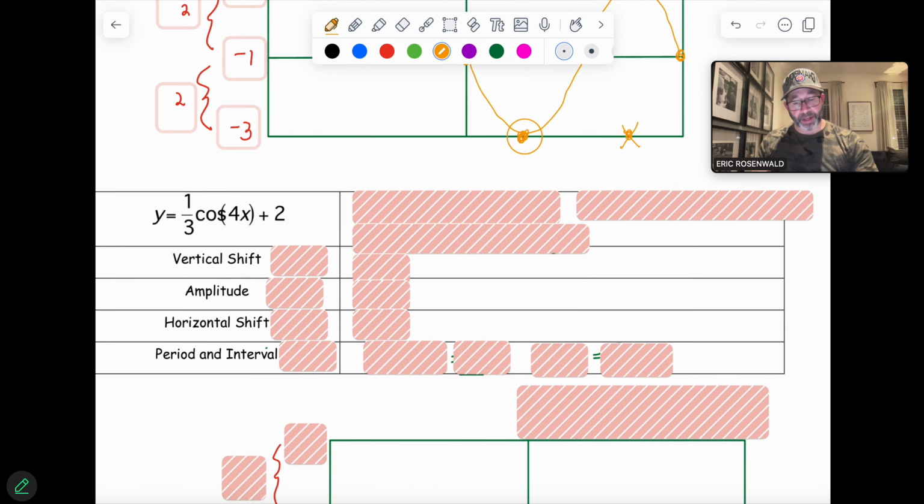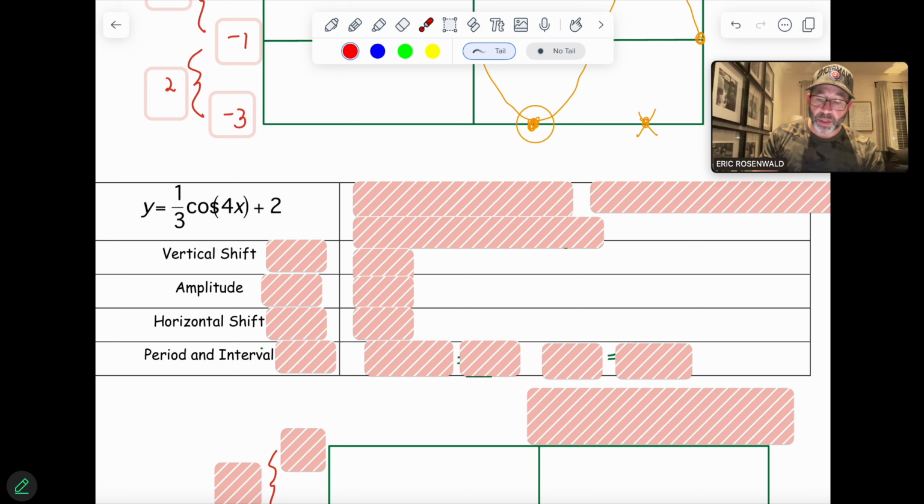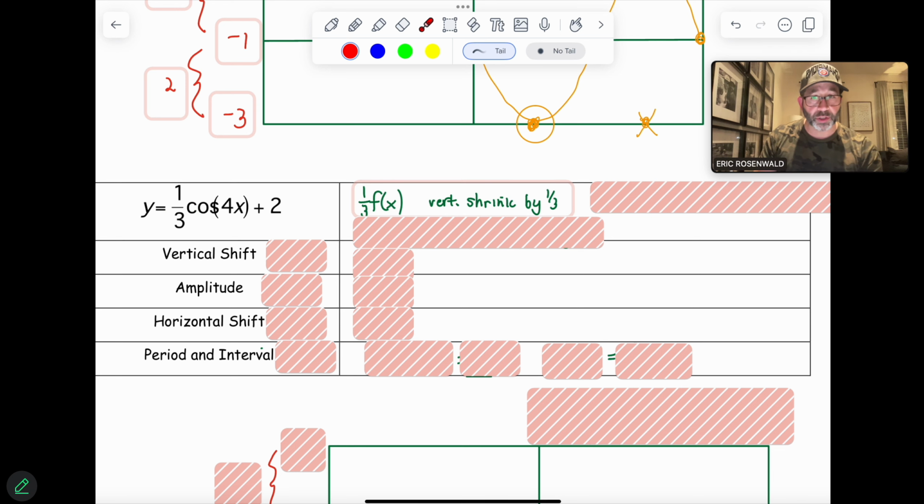All right, let's keep going. We're going to go a little bit faster on this one. Okay? Let's talk about each one of the transformations first. 1/3 in front of my function tells us that we have a vertical shrink by 1/3. The 4 that's right here tells us that we're going to have a horizontal change take place, and it's going to be a horizontal shrink by 1/4.